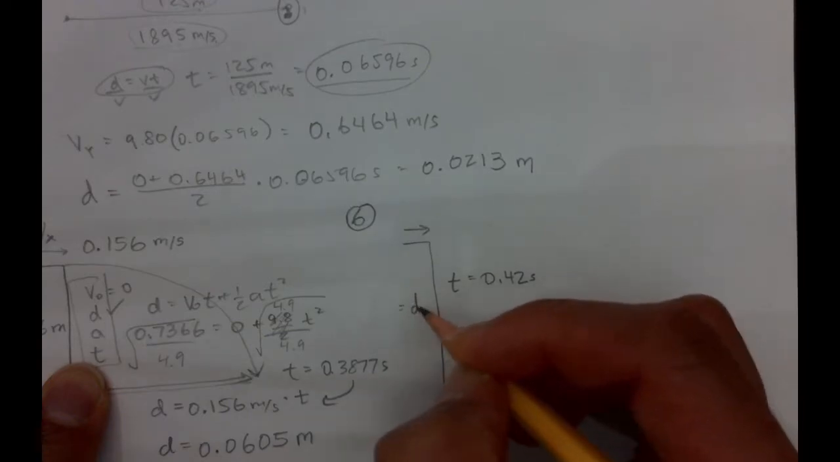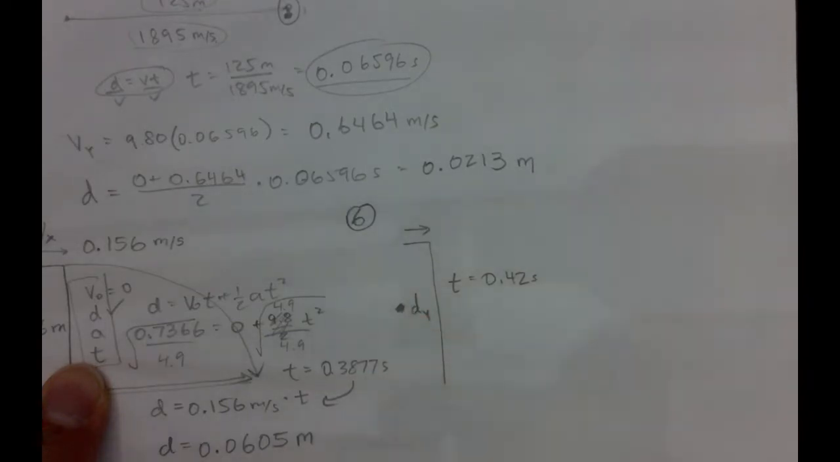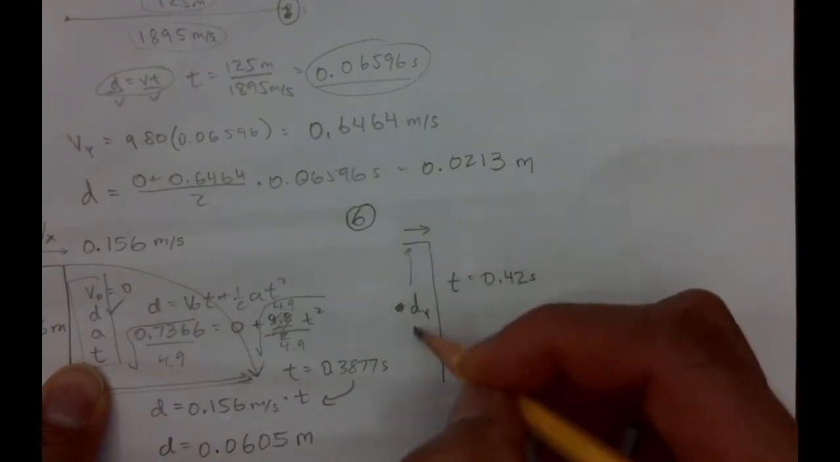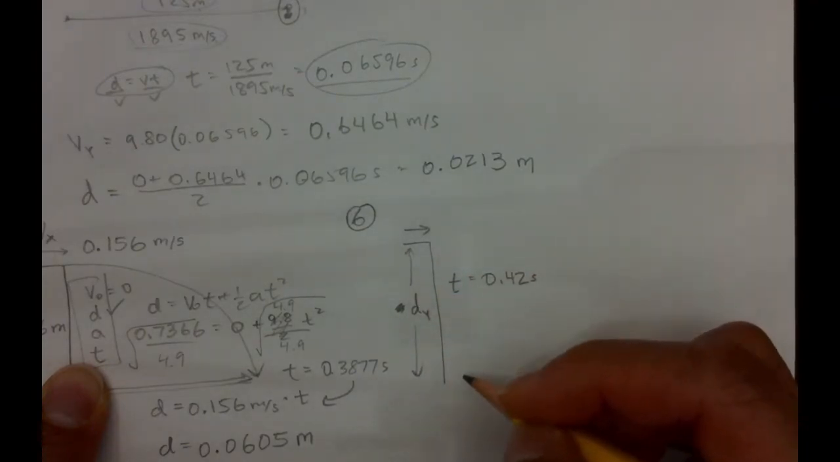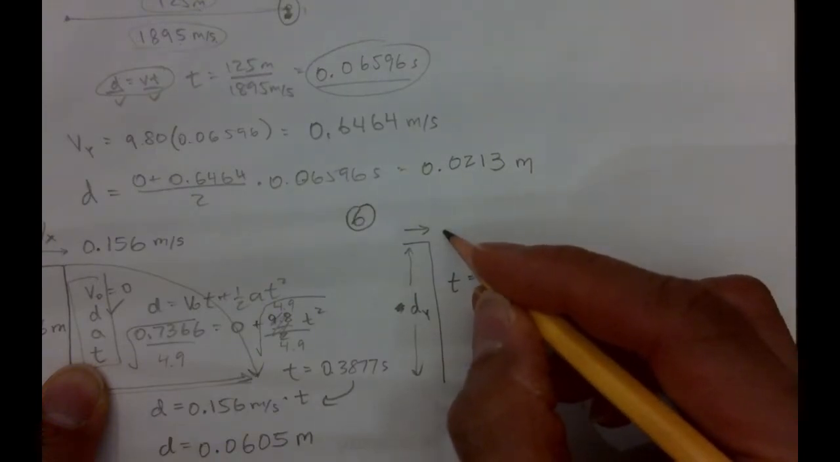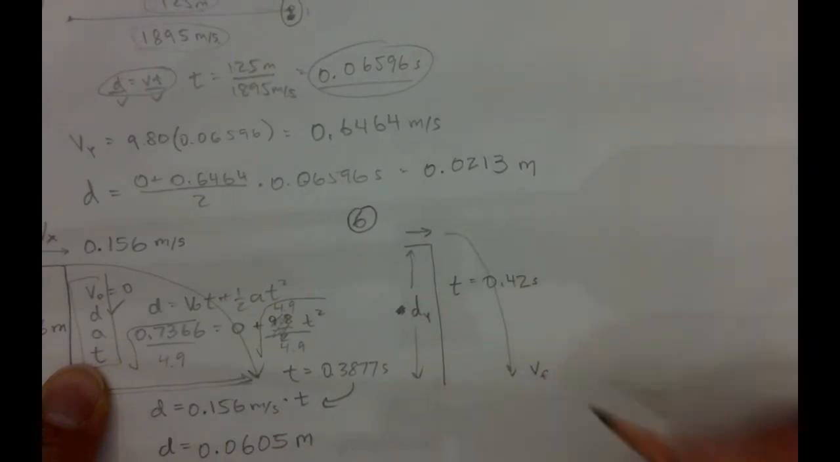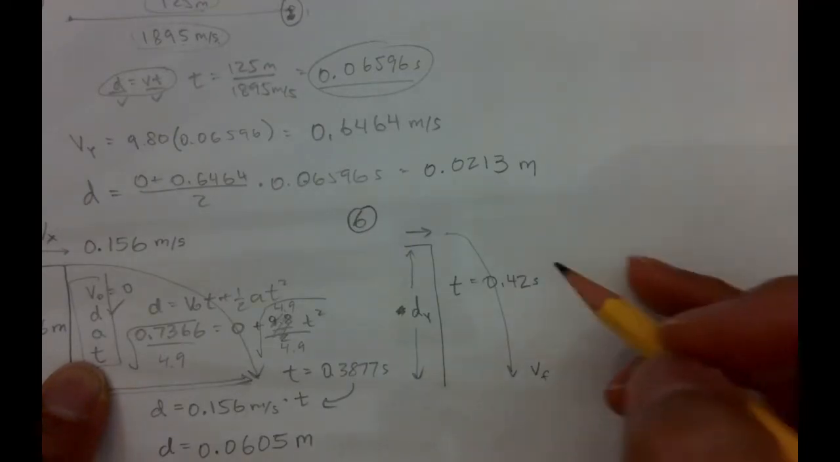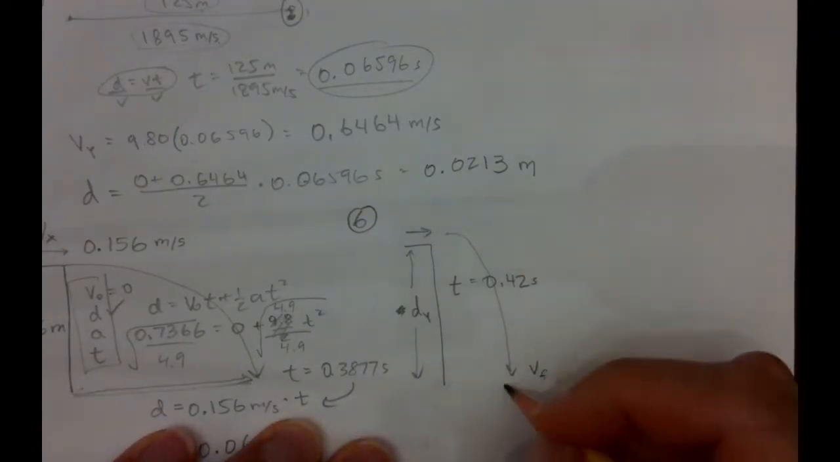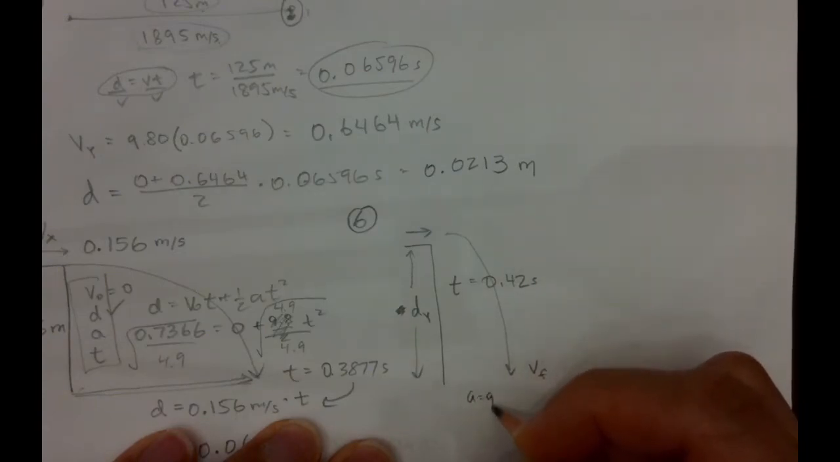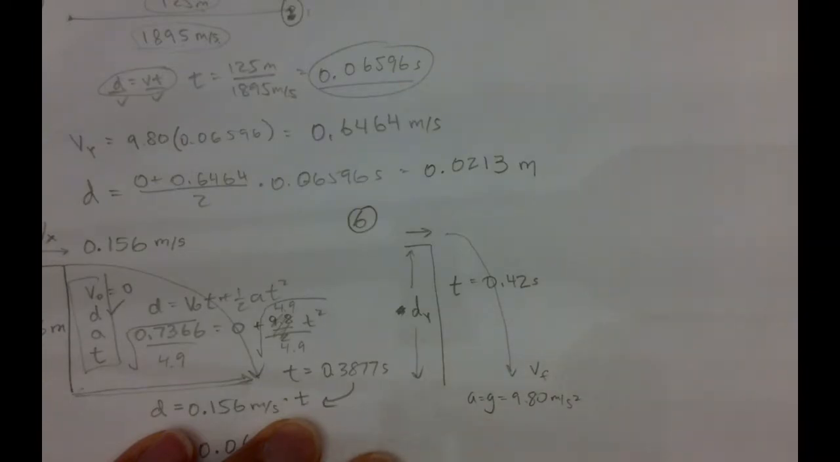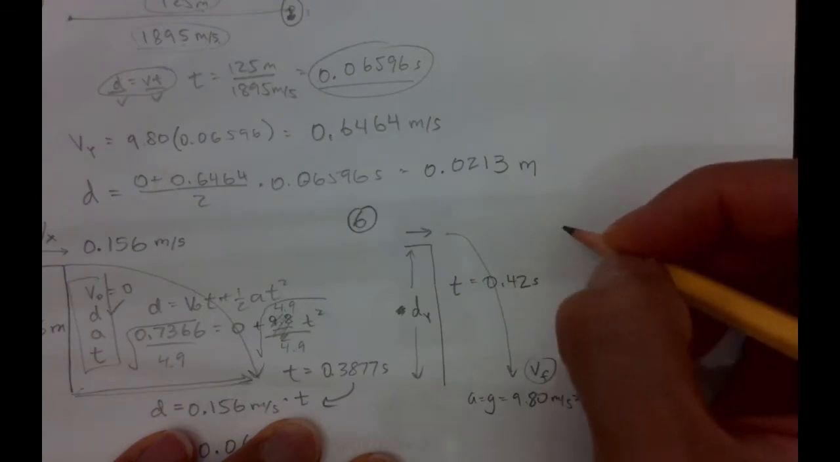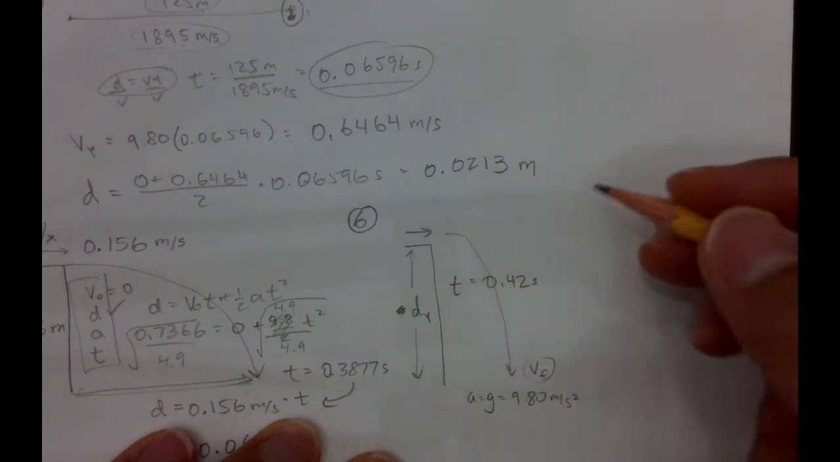So we basically want to know the vertical distance, sorry. We want to know this distance and the velocity when that ball hits the floor. Since we know acceleration, which is gravity, is 9.8 meters per second squared, it's pretty easy to find the final velocity, so we'll go ahead and do that one first, and then we'll deal with the distance.